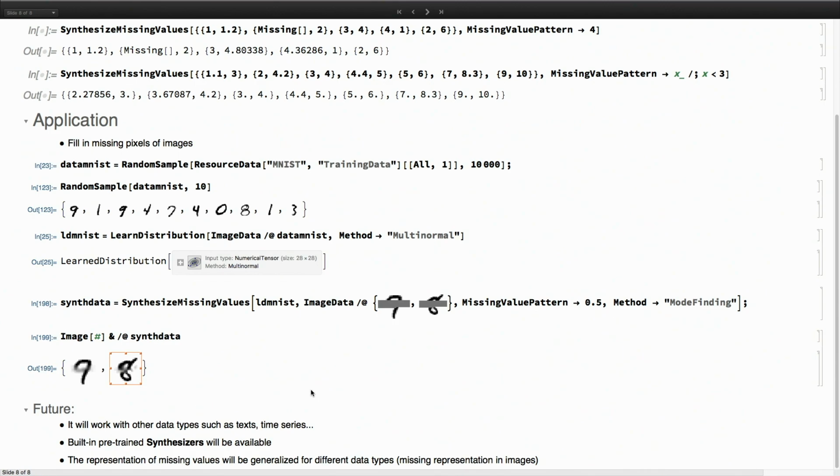In the future, we would have a pre-trained synthesizer that you don't need to train, especially for things like images where it might take time. And we would have the representation of missing values for different types of data, and so on. I will finish here, and I would be happy to take any questions.